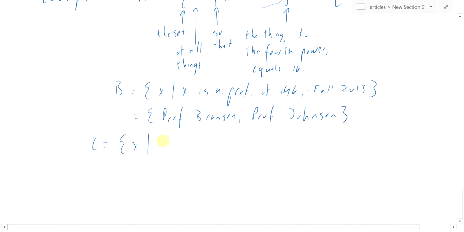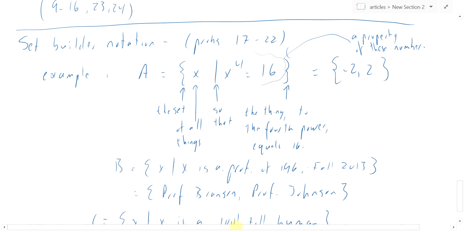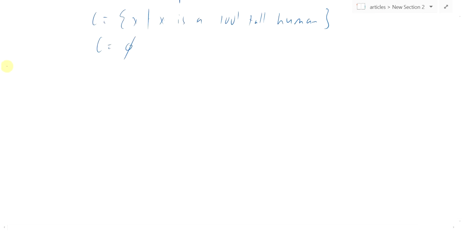So what's C equals the set of all x so that x is a 100-foot tall human? Right? So the set of all things that are 100-foot tall humans, and C is the empty set because there's no 100-foot tall humans. And again, problems 17 through 22 are just taking set builder notation and asking for the listing property. So you should be able to go and do those problems now. Okay, and now we'll move into Venn diagrams.